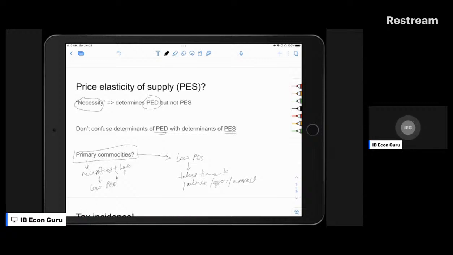Remember, they have few substitutes. These are the determinants of PED, number of substitutes and necessities or luxuries. But they take time to produce, grow, and extract. It's not easy to immediately increase production output. That's why they have a low PES. So remember, necessity is not a determinant of PES, price elasticity of supply. It's a determinant of PED.